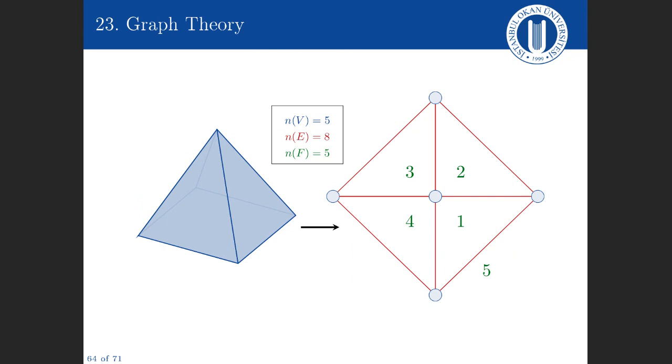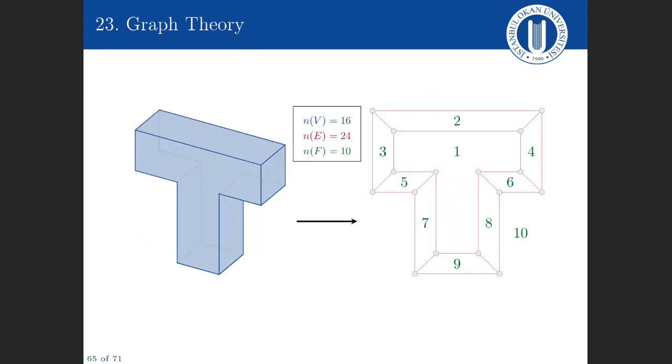We could do a pyramid like this. Let's say we remove the bottom of the pyramid, squash it flat, and then we count this outside region as the fifth face. Or something like this letter T. We can change it into a graph like this. 16 vertices, 24 edges, and 10 faces. What's Euler's formula? 16 minus 24, that's minus 8, plus 10, again, equal to 2.